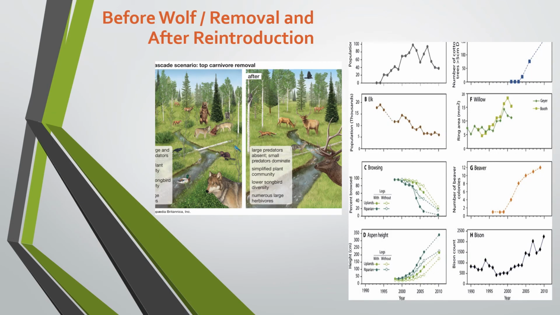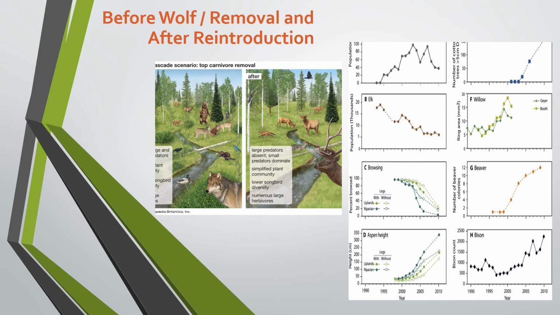And here I have a graph explaining exactly what populations are skyrocketing. Like you can see the beaver, the willow trees, bison, aspen heights, which is a tree. You have cottonwood trees, which are exploding. But if you notice, the elk population, yes, is declining, but is beginning to stabilize.